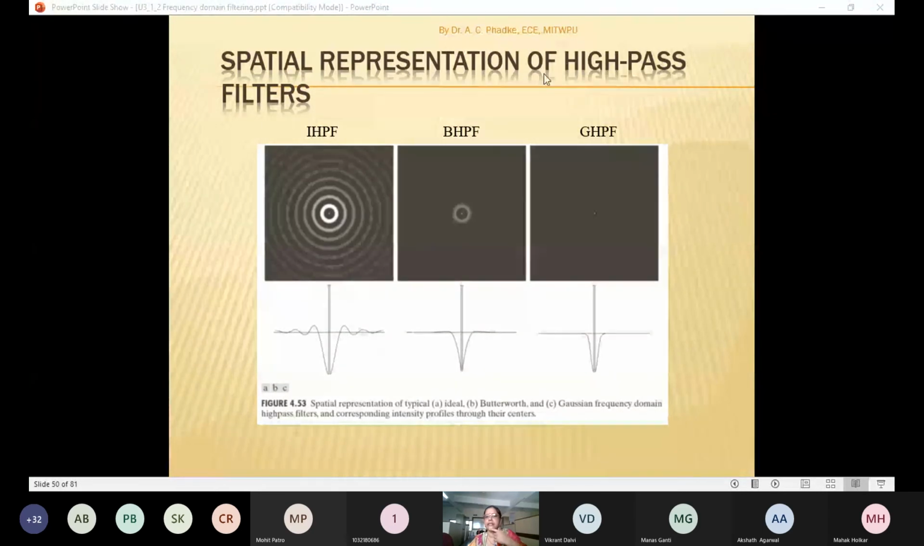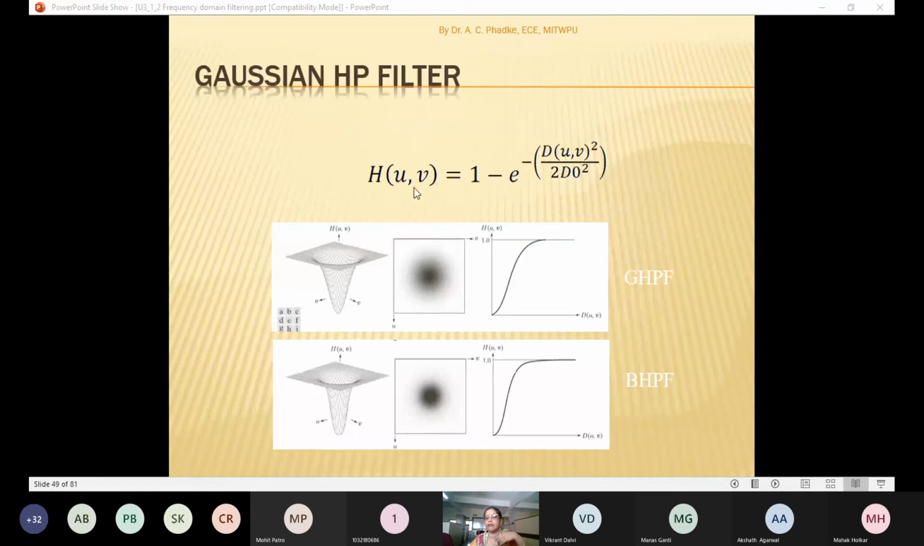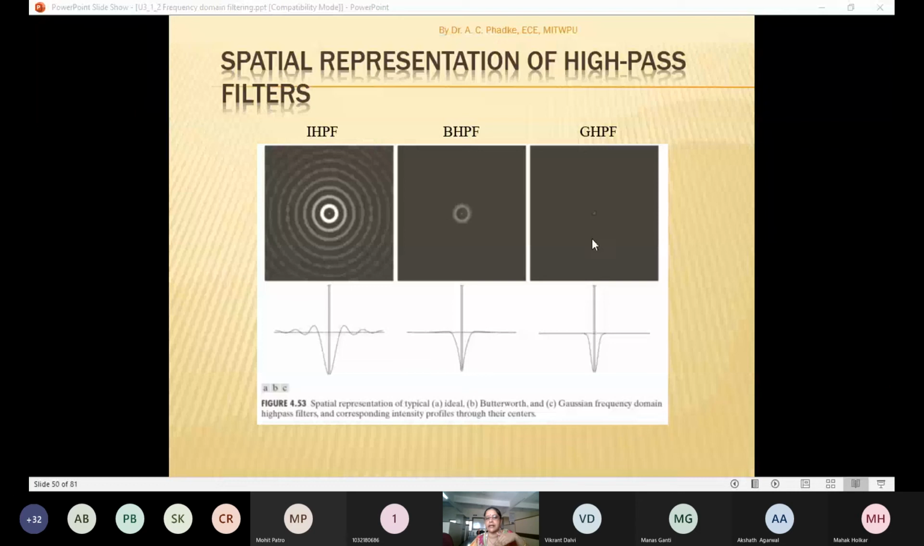Now the spatial representations of all the high pass filters are shown here. This is your ideal high pass filter, this is the Butterworth high pass filter, and this is the Gaussian high pass filter. These three filters are shown here in the spatial domain, that is after taking the inverse of the respective frequency domain equations. When we take the inverse of these filter functions, we get the spatial representation.